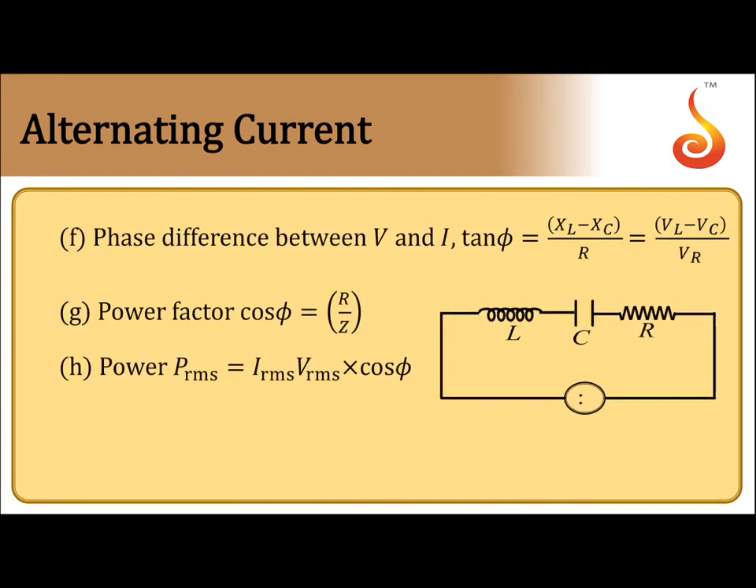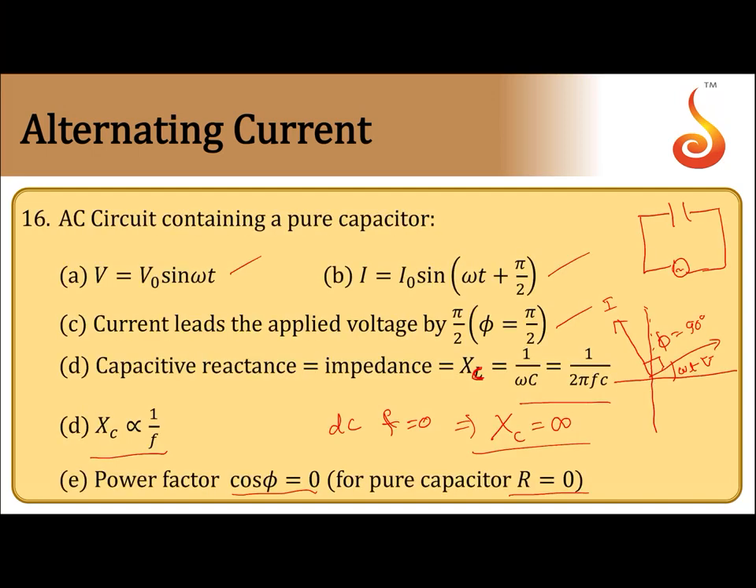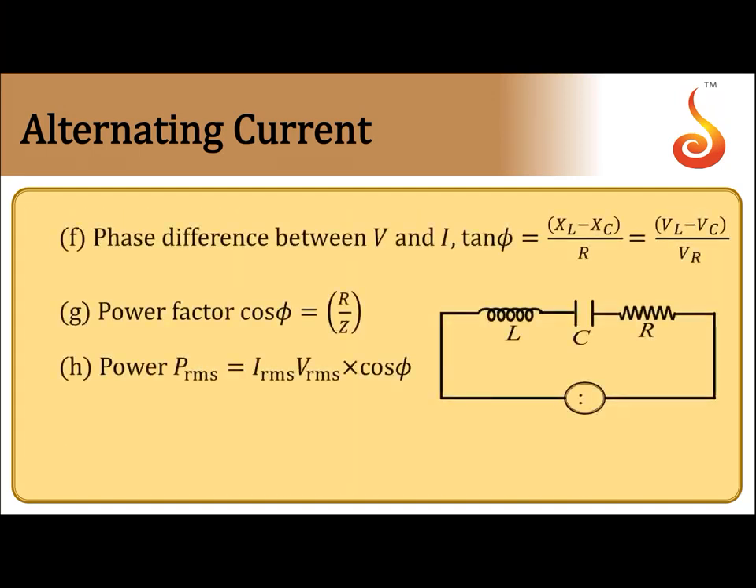Now coming to the LCR circuit. An LCR circuit is a circuit in which inductor, capacitor and resistor, all three are connected in series. In the case of an LCR circuit, the phase difference between voltage and current is given by tan phi is equal to (XL minus XC) by R, that is equal to (VL minus VC) by VR. So power factor is given by R by Z.